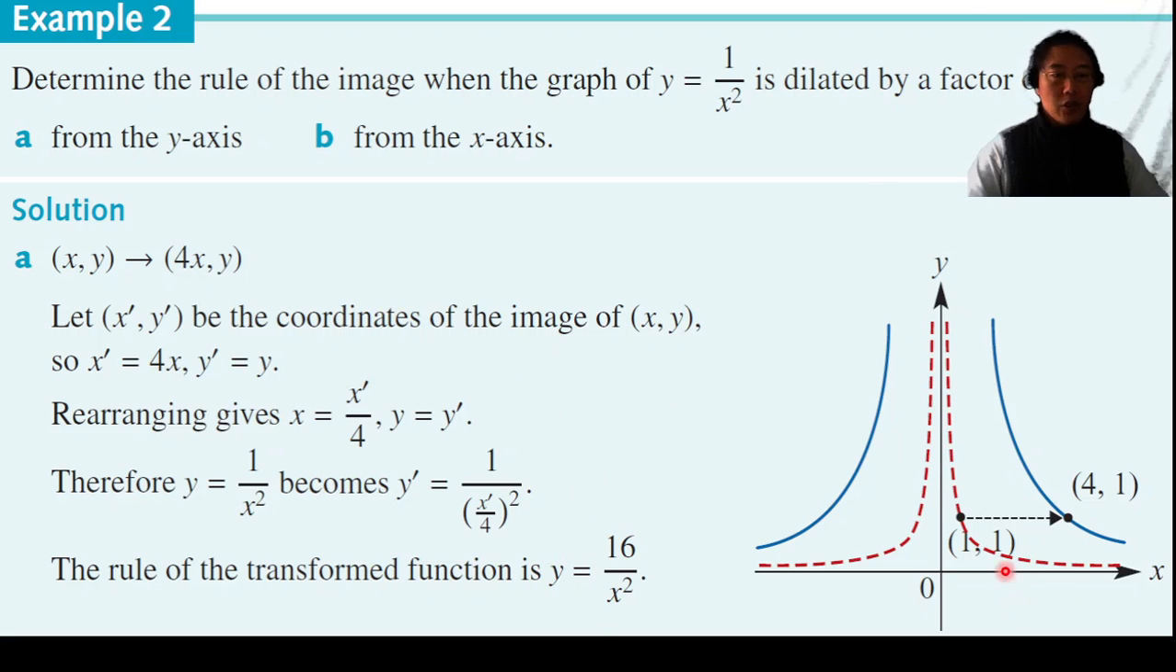It's a good idea to use one point, the same as the previous examples. You start with (1, 1), that becomes (4, 1). You place those two points so you know which direction you're going to move towards. So roughly now in blue you have the curve that's been transformed. It's moving away from the y-axis, and those two points show that it's a factor of 4.